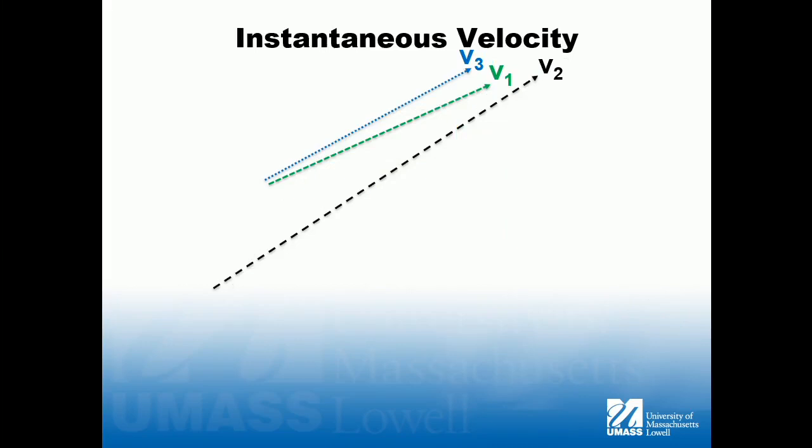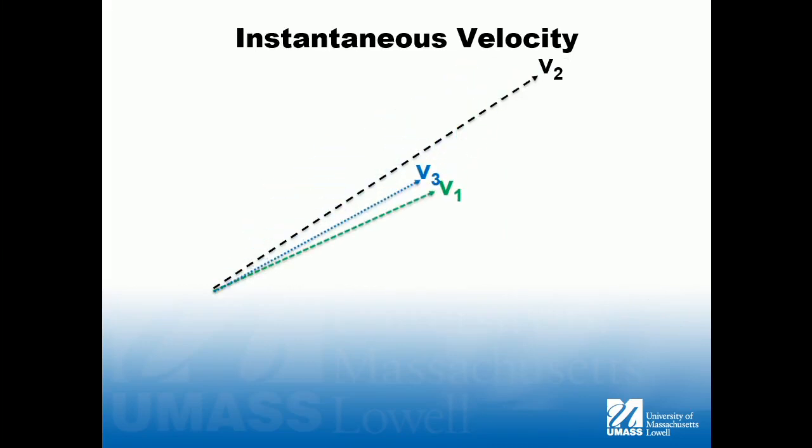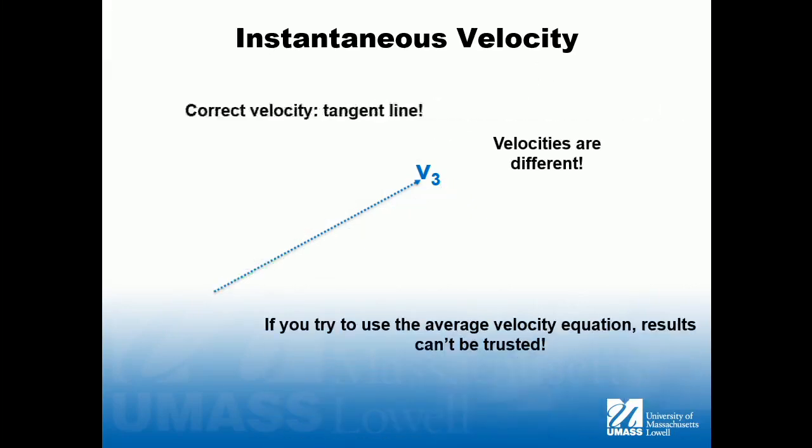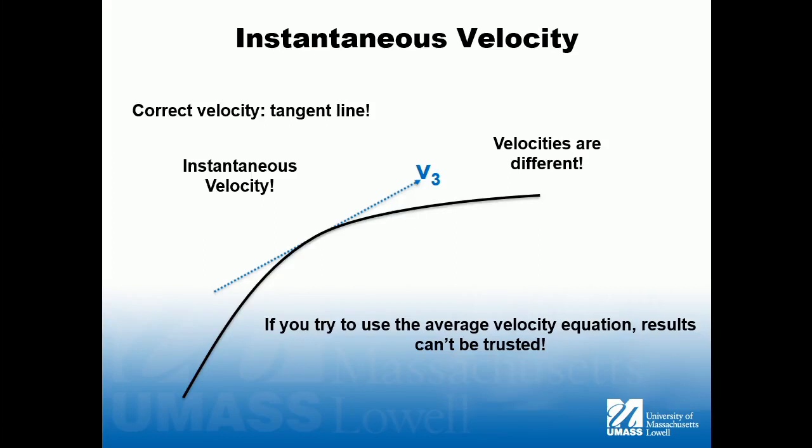So, out of all of those, obviously, depending on where you calculate it, you'll get different values. So what we're saying is the tangent is the correct answer. At any given point, if I'm looking for the instantaneous velocity, what I'm looking for is the tangent at that point.